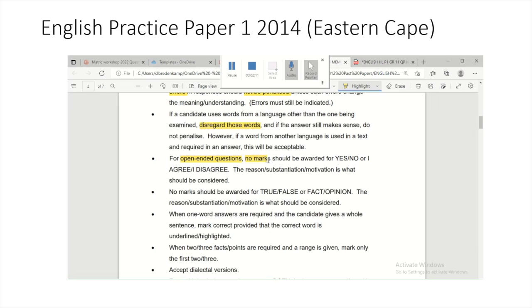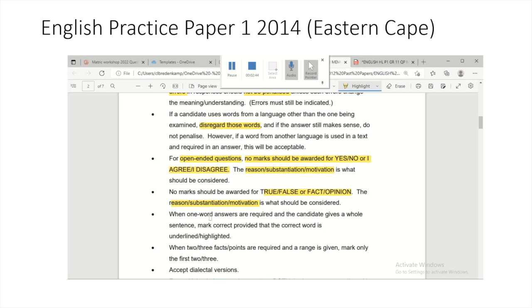Then for the open-ended questions, you will not get marks. No marks should be awarded for yes, no, or I agree, I disagree. Unfortunately, those days are over. You do need to be able to provide a reason, a substantiation, and a motivation to be able to get 2 marks or 2 out of 2 for a question. Then there are no marks awarded for true, false, or fact and opinion.